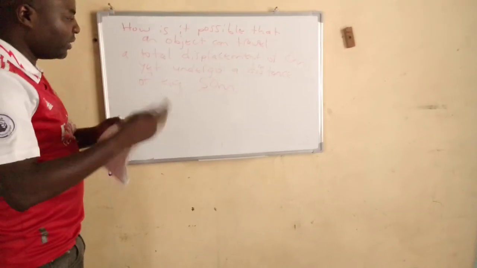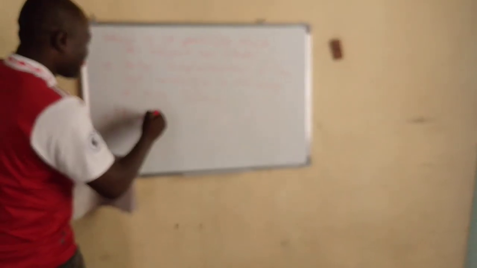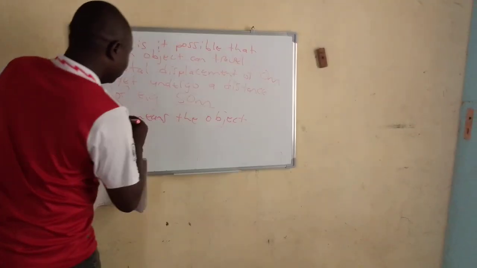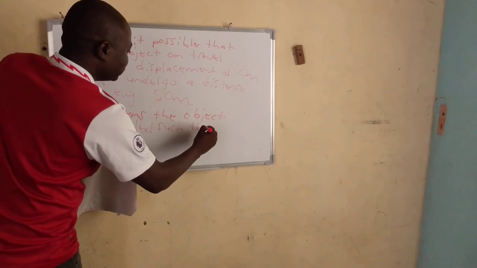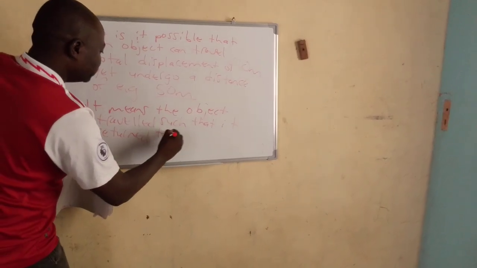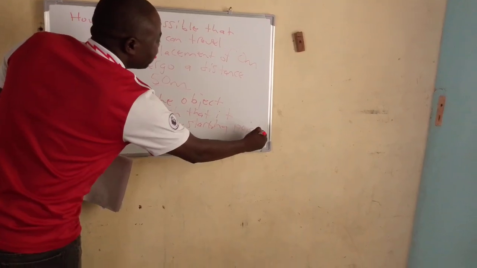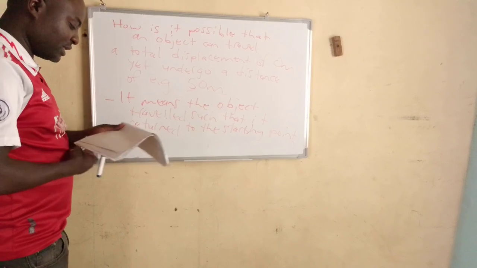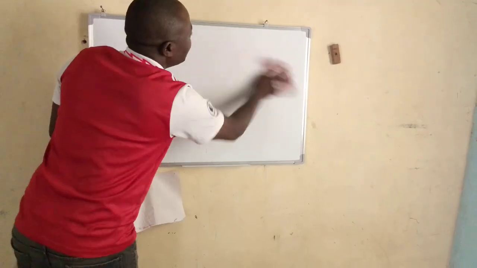This means this object went back to the initial starting point. It means the object traveled such that it returned to the starting point. So if an object returns to the starting point, the displacement is 0. For instance, it can travel like this. So it all depends on the path length followed by the object.